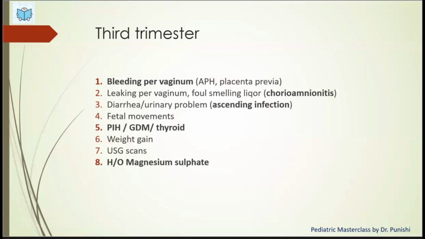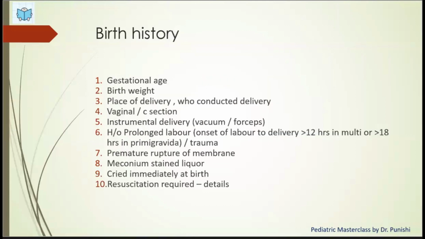So specifically, if the child was born preterm, you should ask about history of magnesium sulfate. It's highly possible that the mother really doesn't know whether she received it or not. But if she gives you a history, it's going to be a good add-on point. So it's good if you're able to ask and the mother is able to give you a history. That's why we always tend to ask whether magnesium sulfate was given in the third trimester, just before delivery.